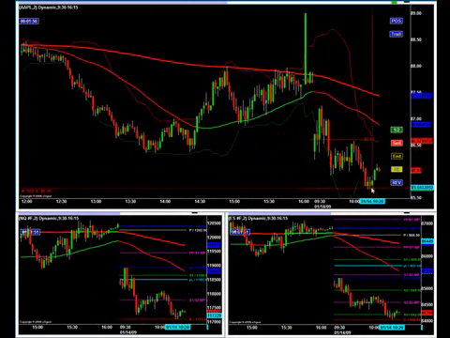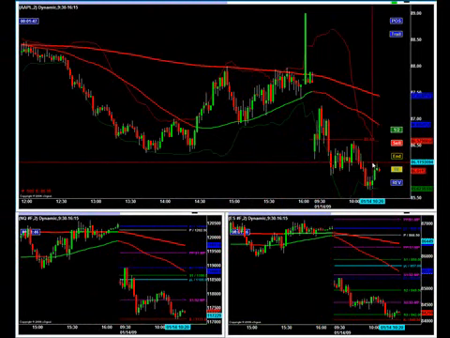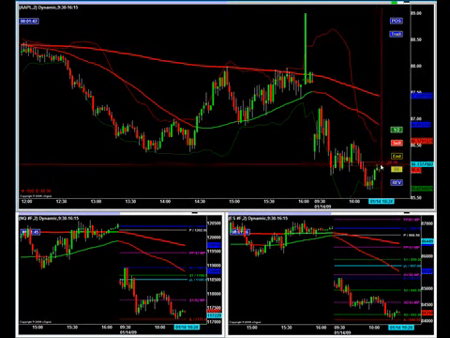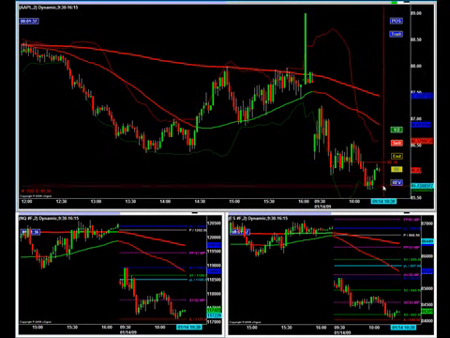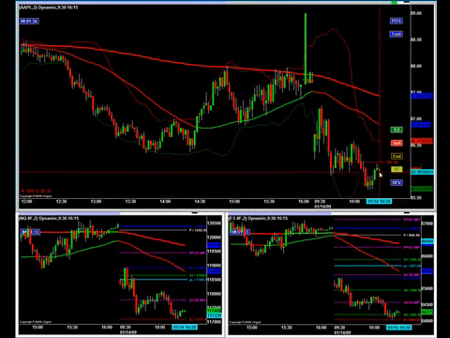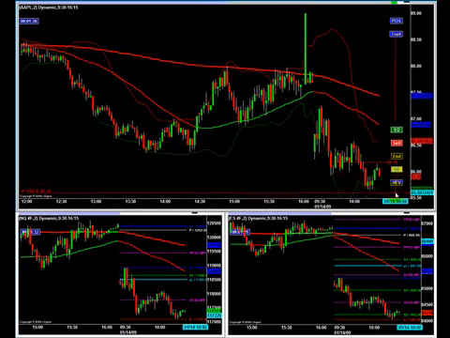Okay, so now we have a nice turning point here in Apple. We get a little topping tail bar, so I'm going to go ahead and move my stop loss to just above the high of that topping tail at 86.18. And now look for Apple to come back down into this area. I don't think it's going to go to a new low too quickly, but we may watch it move down and consolidate a little bit, and then ultimately I'm looking for it to make a new low.